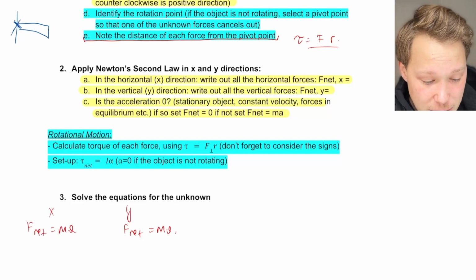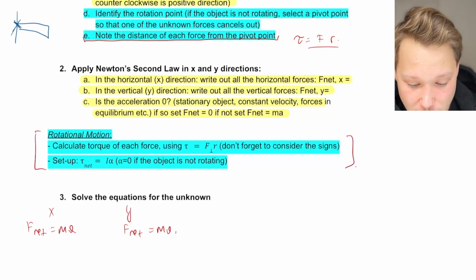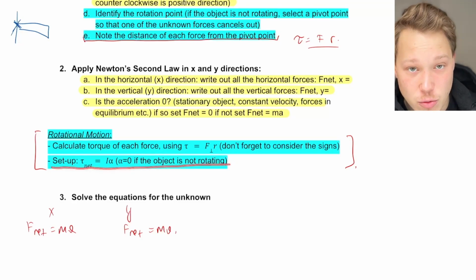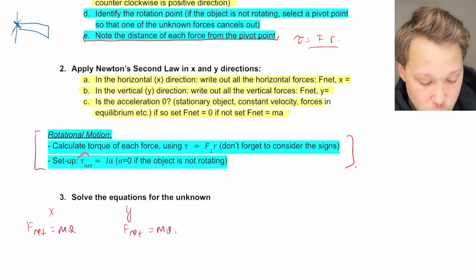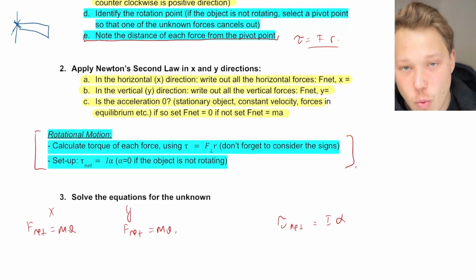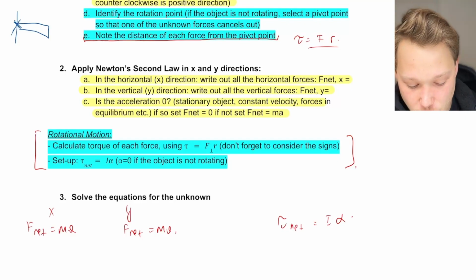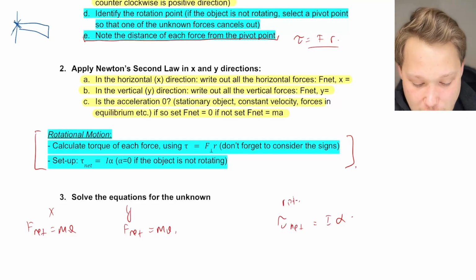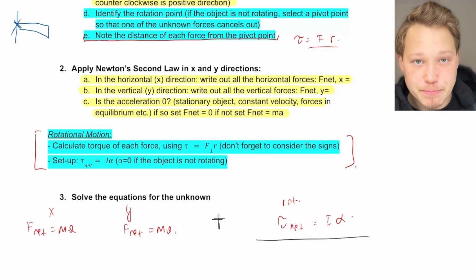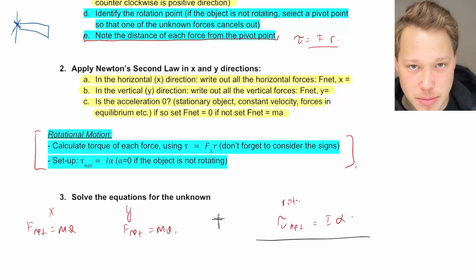In addition to those, we will also set up the rotational motion. So we'll calculate the torque of each force and set up Newton's second law in the rotational reference frame. Basically, write down this law, add up all the torques, and set them equal to I alpha, where alpha is 0 if it's not rotating. So essentially we're adding one more equation to our method for solving force-related problems.